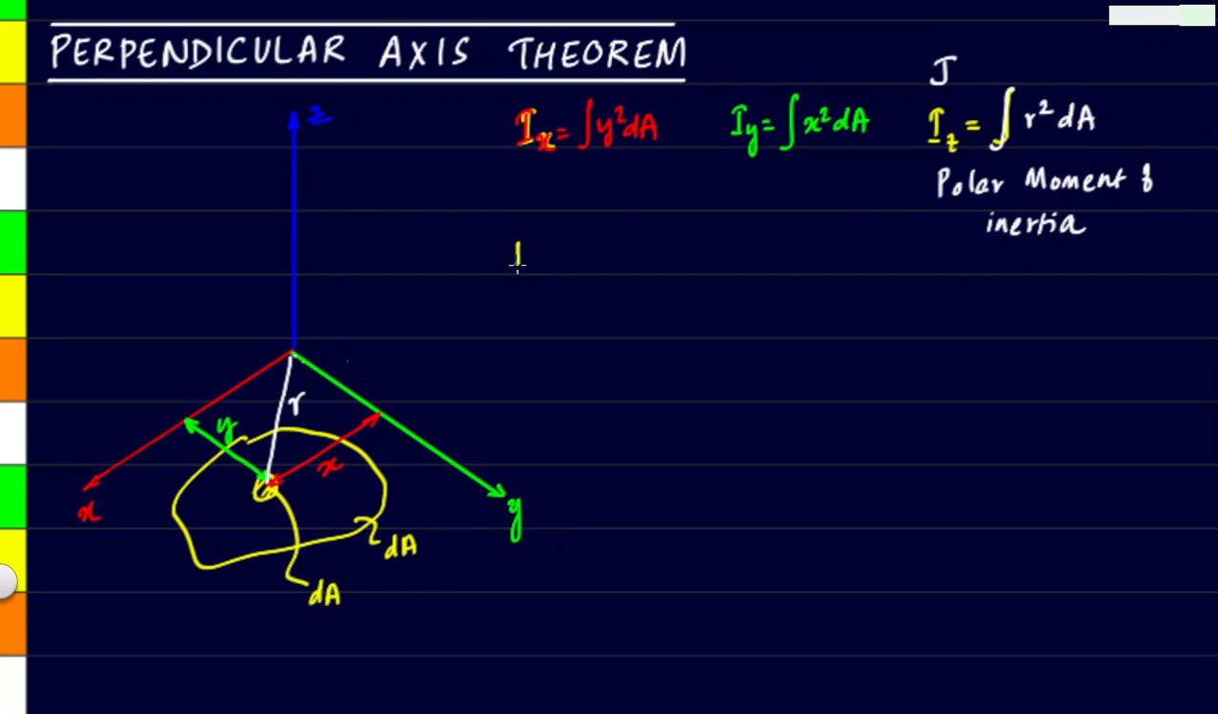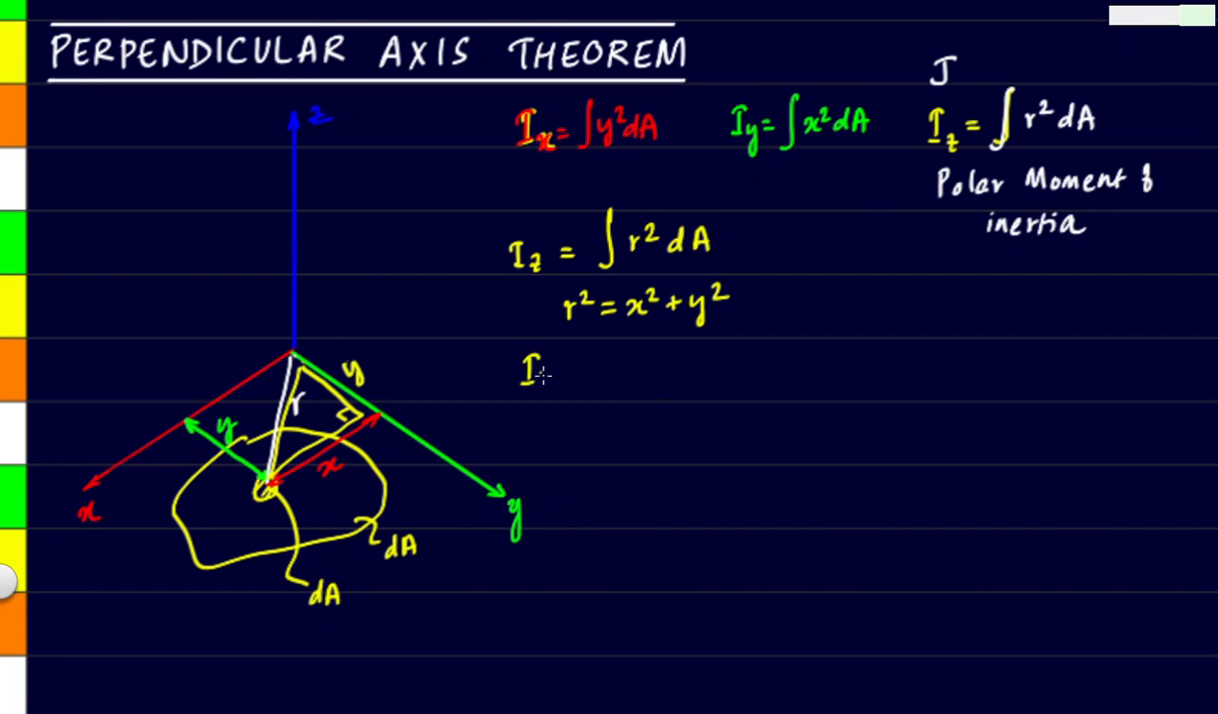Let us start with the formula for Iz, the polar moment of inertia. Now according to definition, that's equal to integration r square dA, and if we carefully observe this triangle, we see that there is a right angle here, and x and y are the two sides of the triangle, r being the hypotenuse. So we get r square equals x square plus y square according to Pythagoras theorem.